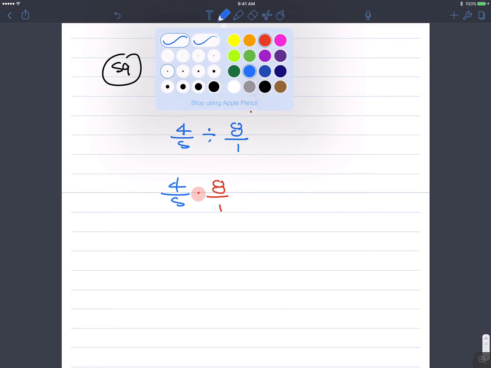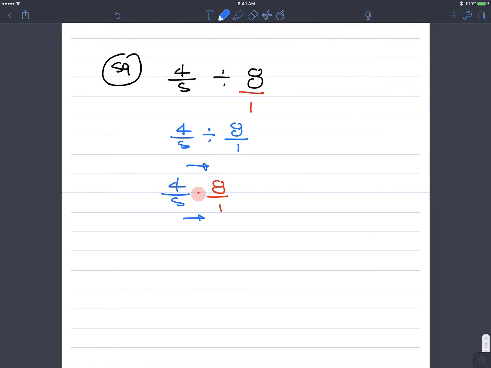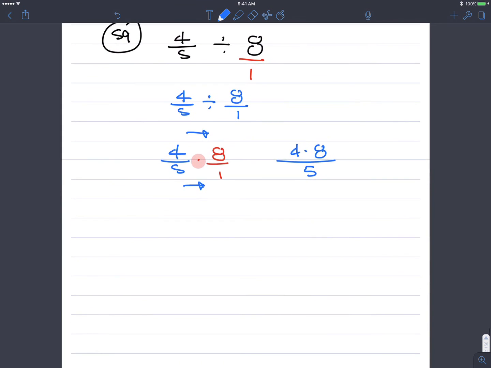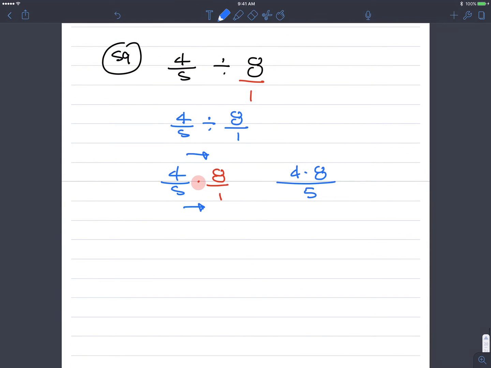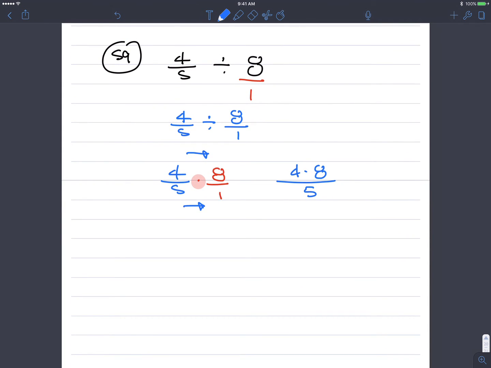You multiply fractions horizontally across. So we end up here with 4 times 8 over 5 times 1. Now notice our answer has to be given as a simplified fraction, reduced to lowest terms. 4 is 2 times 2. 8 is 2 times 2 times 2. And that's all over 5. And so you're going to notice that nothing's going to cancel because we don't have any 2's on the bottom. We only have a 5.